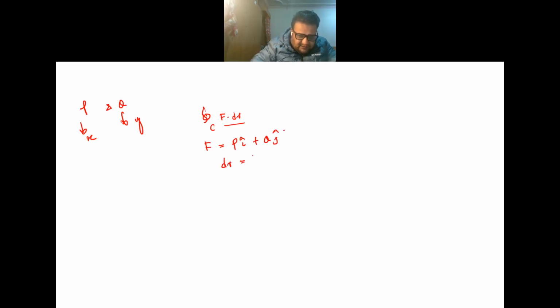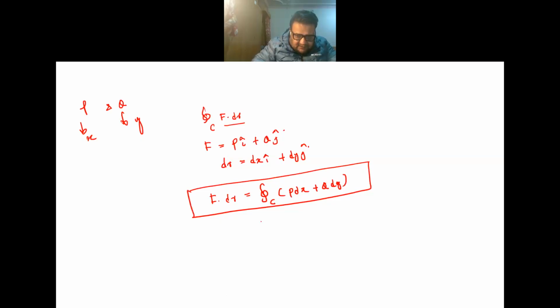Similarly, your dr would be given as dx into i plus dy into j, and its dot product F dot dr would be equal to the contour integral of P dx plus Q dy. Okay, this is the basic line integral that we'll be using. So here again, we can apply Green's theorem.